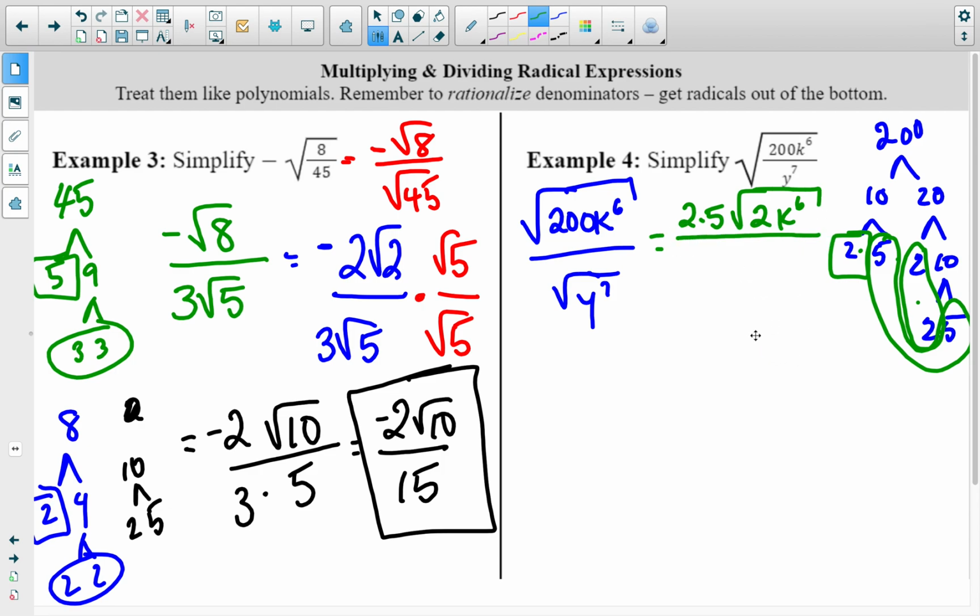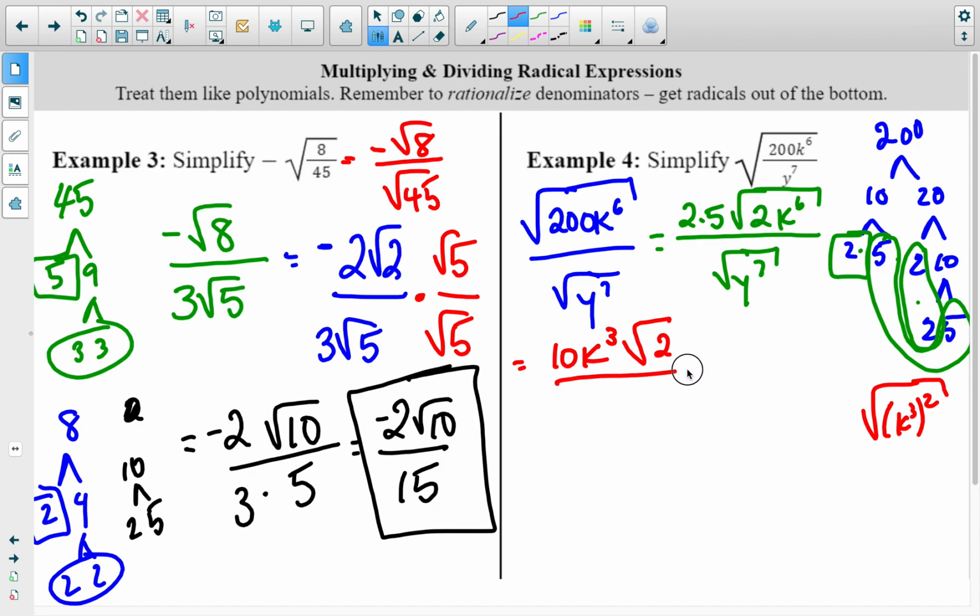All over square root of y to the 7th. Now let's look at those variables. So 2 times 5 will give us a 10. If we're trying to figure out this k to the 6th situation, this could be thought of many different ways. One way to think about it is k to the 3rd squared, and then this can come out front as k to the 3rd. And then the square root of 2 is still stuck inside.